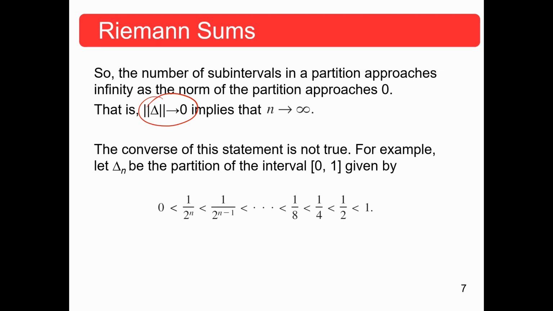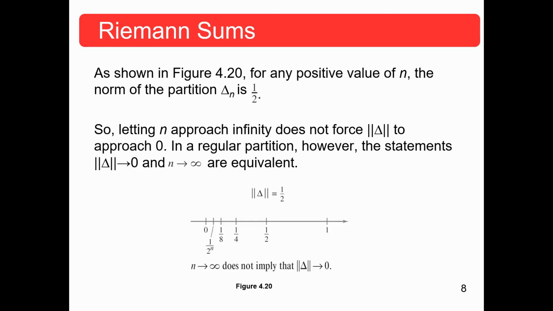Now, this is not always true in the other direction. I can't say that just because n goes to infinity the norm will go to 0. Because what if we have this partition here? 1 over 2n. Okay? This is going to give us something that looks like this. Our first one is really close, and as n goes to infinity, our smallest one gets really small, but our biggest one is still always going to be 1/2. So this doesn't mean that n going to infinity implies that the norm goes to 0.